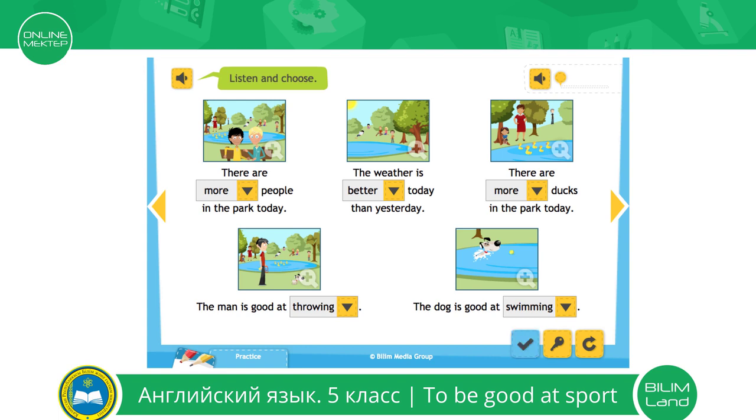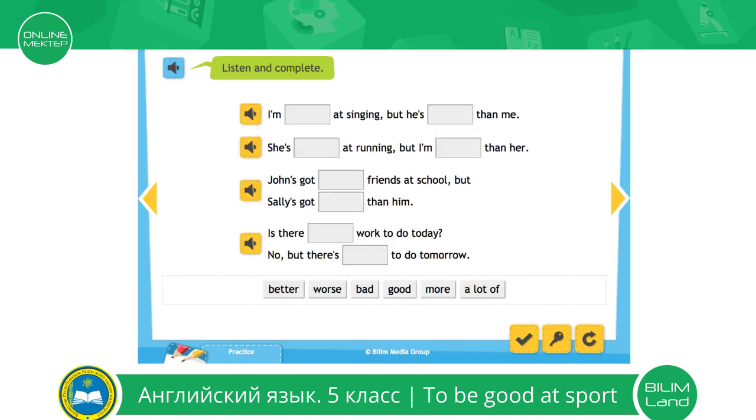And let's check. Excellent. Listen and complete. You see four sentences and you need to complete them with the words given. The words are better, worse, bad, good, more, a lot of. Are you ready? Good, let's start.